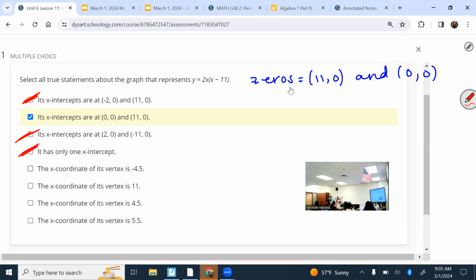Now for our x coordinate of the vertex, you need to think about what the middle point is between 0 and 11. So think about it, don't say it out loud yet. But if my zeros are 0 and 11, I have a point at 0 on the x.